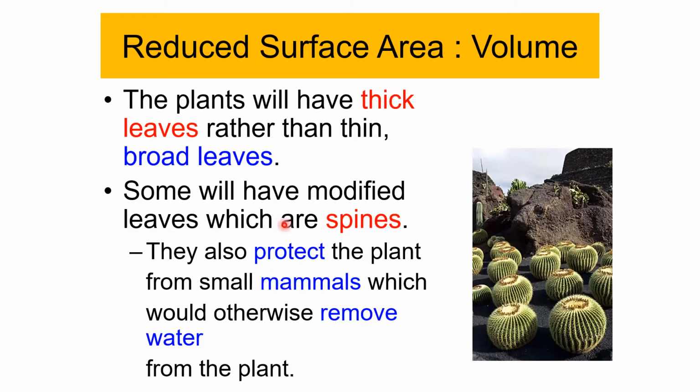Some will have modified leaves which are spines. They also protect the plant from small mammals which would otherwise remove the water from the plant. So again, some adaptations by these xerophytes. Thick leaves rather than thin leaves. Some leaves are modified into spines. And they protect the plant from mammals because they would remove water from the plant.